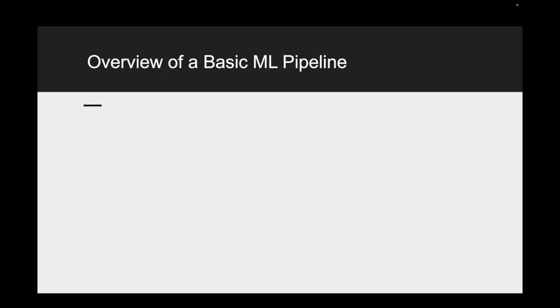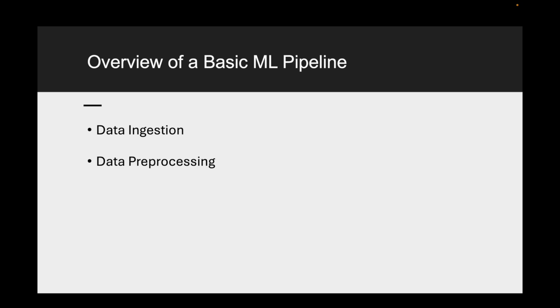Next, let's look at an overview of a basic ML pipeline. A basic ML pipeline automates the entire process from data ingestion to model deployment. An example of a basic pipeline includes the following stages. Data ingestion, where you collect and load data into a processing system. For example, you put it in CSV files, or databases, etc.